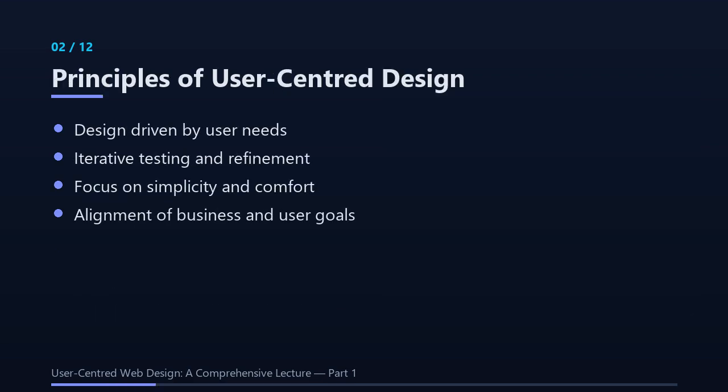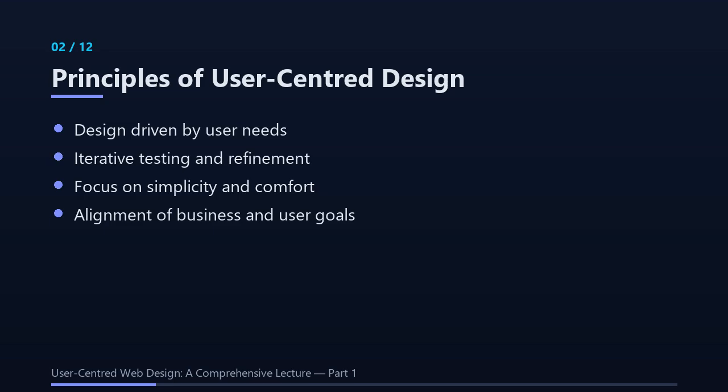User-centered design, often abbreviated as UCD, places the real people who will interact with a website at the heart of every design decision. Instead of starting with technology or aesthetics, designers first ask what tasks users need to accomplish and what information they seek. This approach encourages iterative cycles: create a prototype, test it with actual users, gather feedback, and refine the design accordingly. Simplicity is a core tenet.